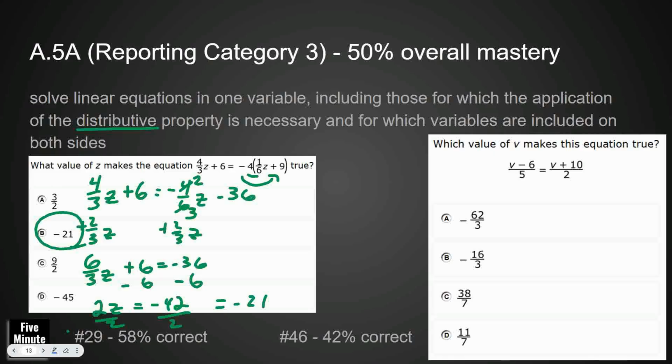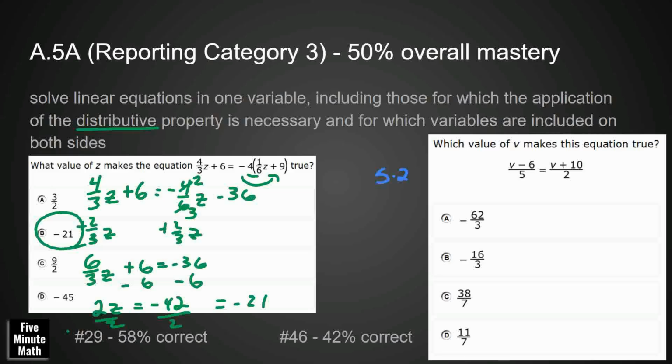Now, 46, we've got these fraction situations, and students might have come up on this and had no idea how to approach this. Because if you see a number in the denominator, you multiply it by that. But if I multiply both sides by 5, that's going to work on the left, but not on the right. If I multiply both sides by 2, that's going to work on the right, not on the left. Well, you need to do both.